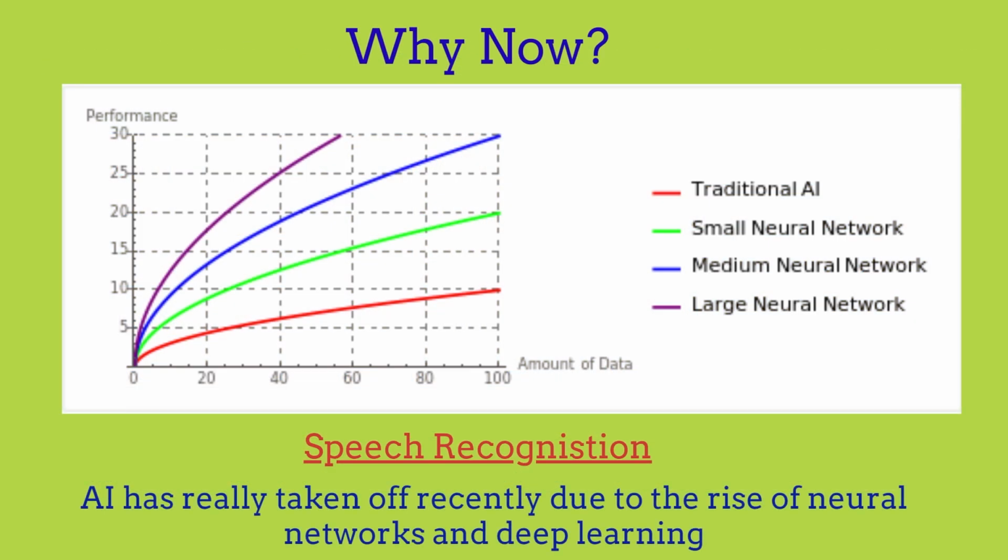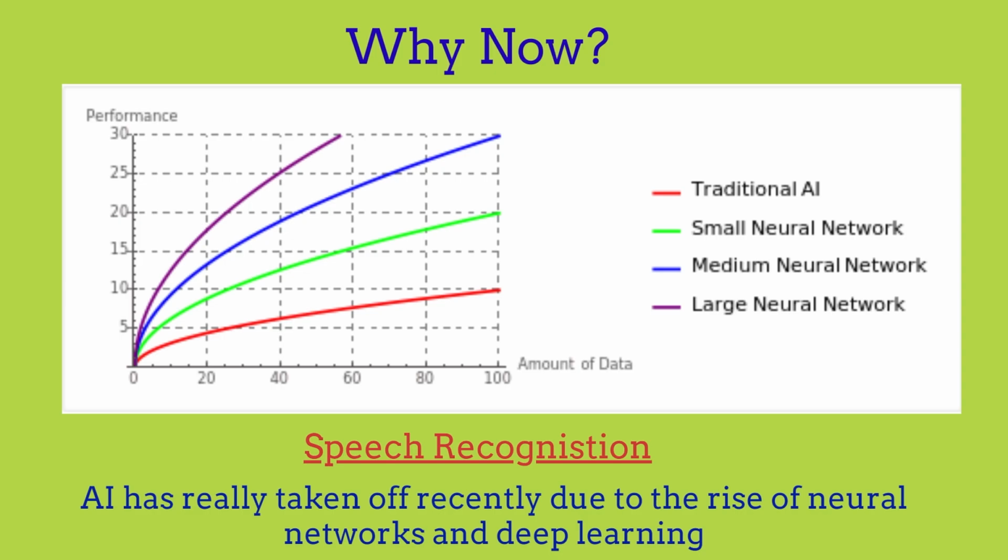So now we're going to talk about how machine learning these days has been increasing in performance compared to before, or compared to traditional AI. Basically, AI has really taken off recently due to the rise of neural networks and also deep learning. In this case, you can see that there's a picture in the middle, and I'm just going to explain it. This picture summarizes speech recognition.